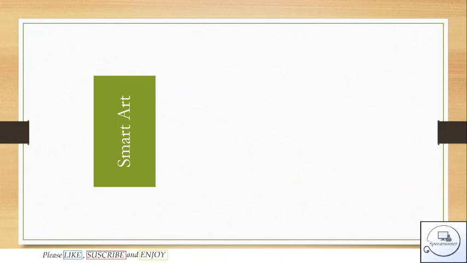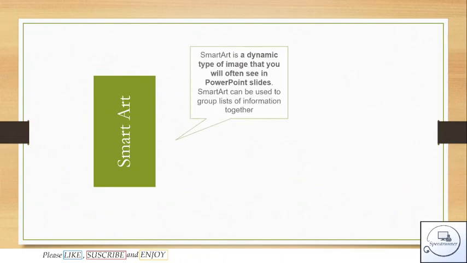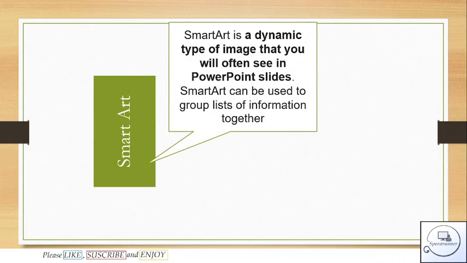First of all, let us learn what is a smart art. Smart art is a dynamic type of image that you often see in PowerPoint slides. What you see now is also a smart art. Smart art can be used to group list of information together. Now, if you know what a smart art is and different types of smart art, you can skip through the section. Otherwise, please bear with me as I explain all the smart art, as all of these are extremely important by creating the dashboard.